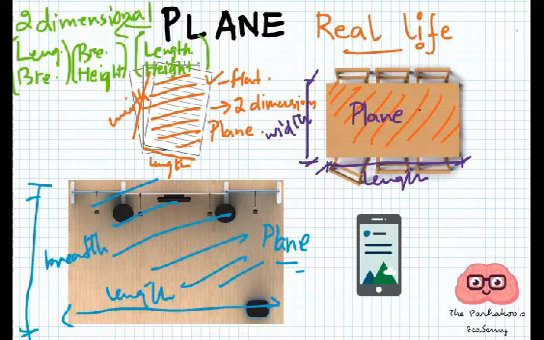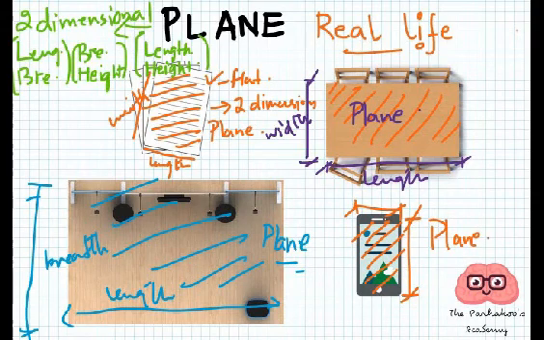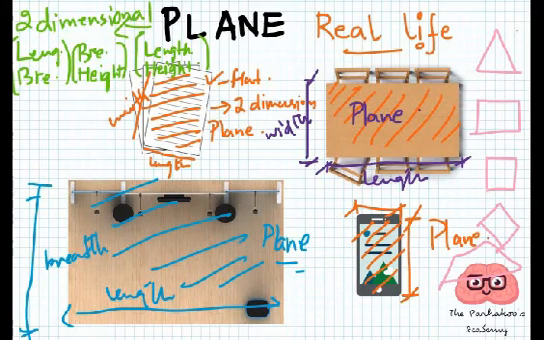The screen of your phones or tablets or your computers or LCDs can be considered as a plane because it's a flat surface. It has two important dimensions, so it can be considered as a plane in geometry. In geometry, you will deal with different shapes like triangle, rectangle, square, rhombus, quadrilateral, trapezium. These are all examples of planes because they are two-dimensional and flat.